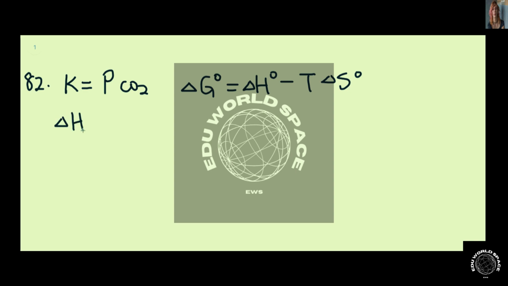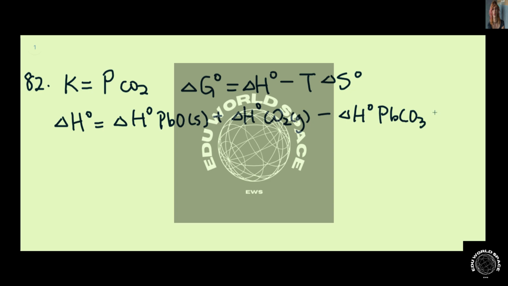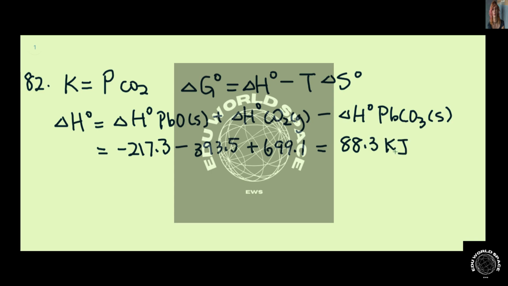So delta H0 of this equation is equal to the delta H0 of the product, PbO solid, plus the delta H0 of CO2 gas, minus delta H0 of PbCO3 solid, and this is equal to negative 217.3 minus 393.5 plus 699.1, and that will give you a number of 88.3 kilojoules.